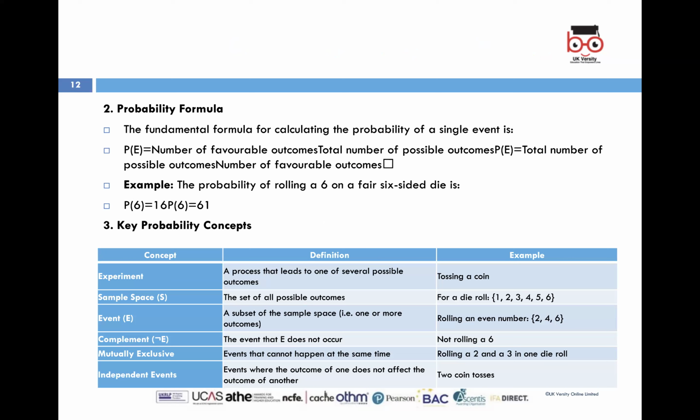The fundamental formula for calculating the probability of a single event is P(E) equals number of favorable outcomes divided by total number of outcomes. The probability of rolling a 6 on a six-sided dice is P(6), which equals 1/6.